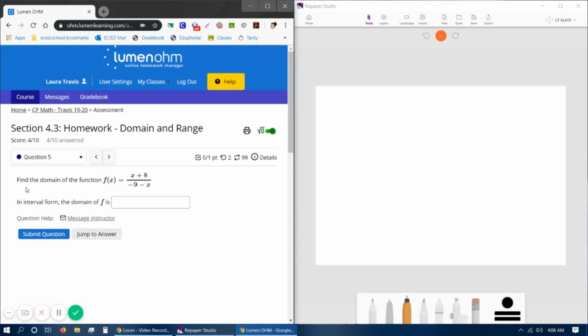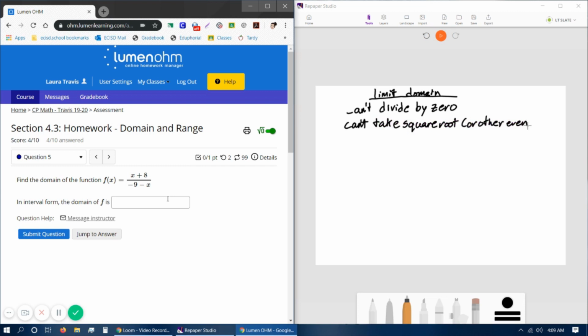Question 5 wants me to find the domain of the function f of x equals x plus 8 divided by negative 9 minus x. Remember that domain is your input and most often associated with the x value of a function or equation. There are two primary operations that can limit the domain of a function. You can't divide by 0, and you can't take the square root or other even root of a negative number.